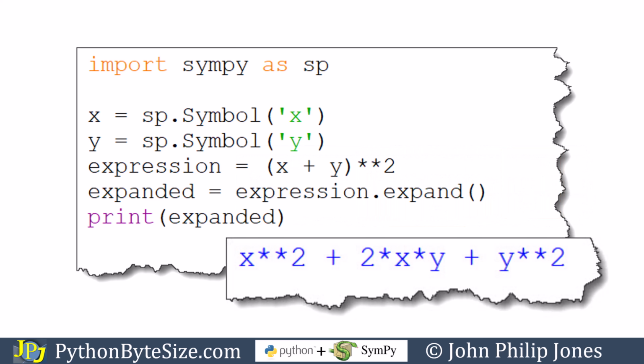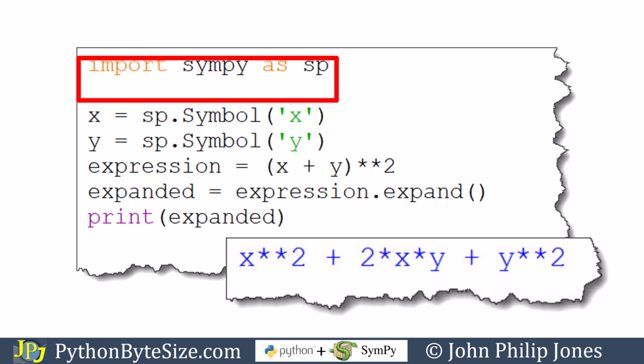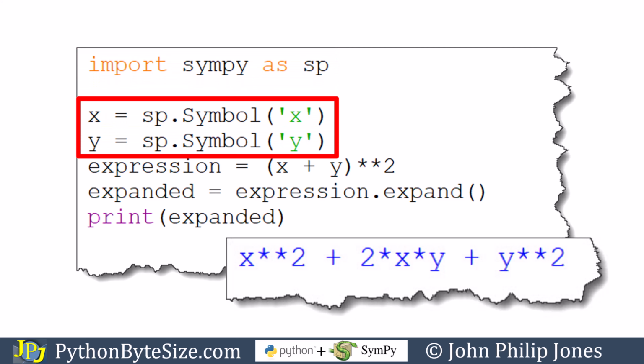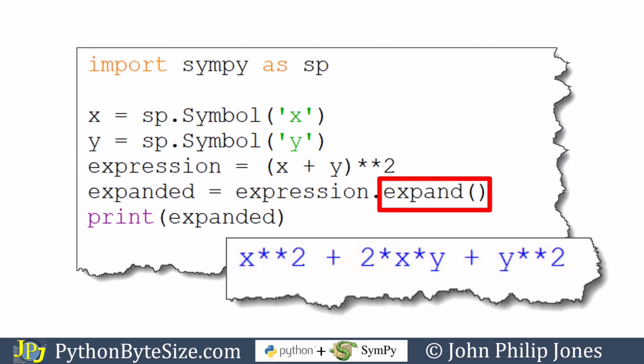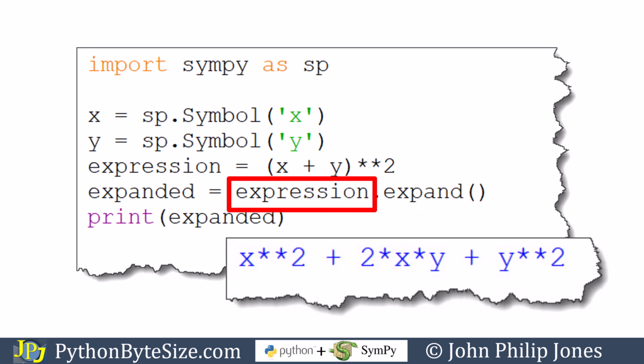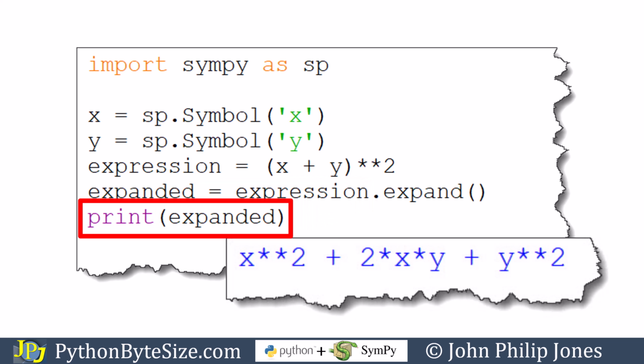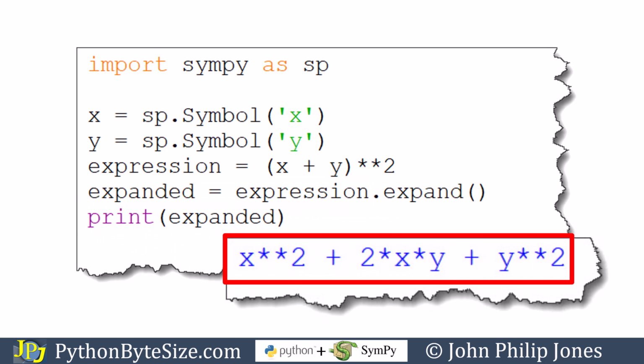So to summarize, we import SymPy. These two lines create the symbols that we're going to use in the mathematics, and the expression is declared on this line, and then we can use this expand method to expand this expression in the same way as I did it when I did the hand calculated mathematics near the beginning of the video, and then we printed it out, and you get this, which is x squared plus 2xy plus y squared.